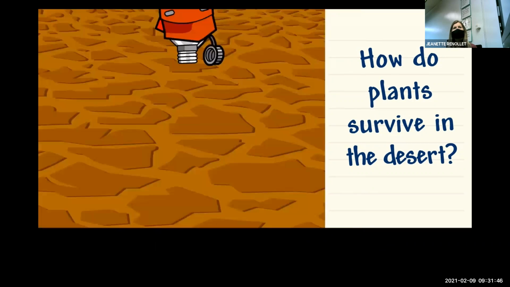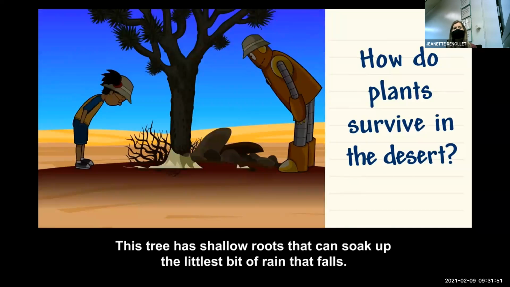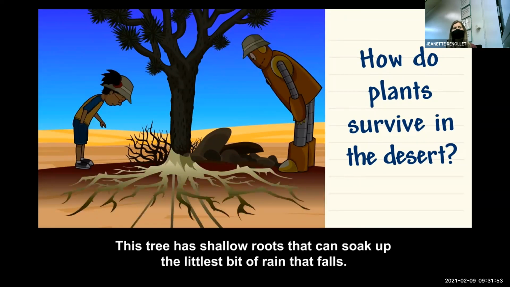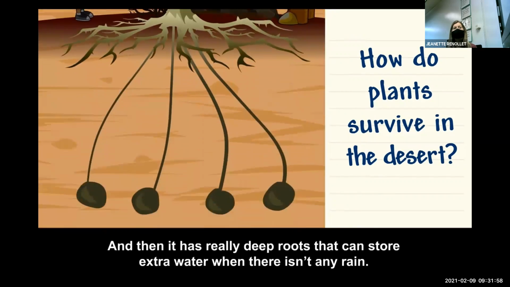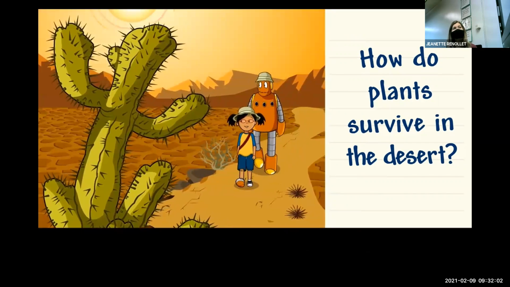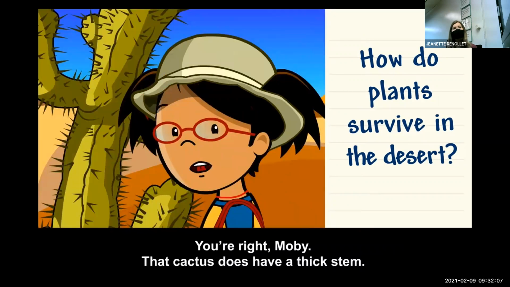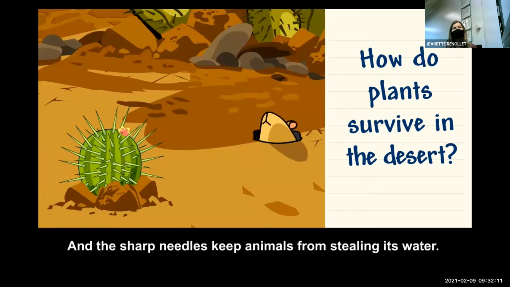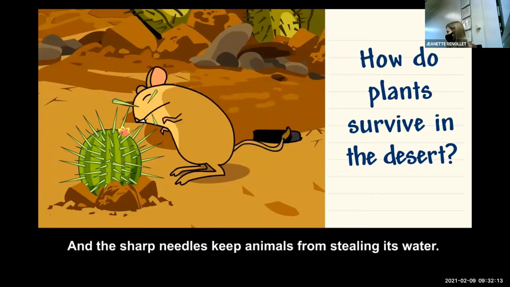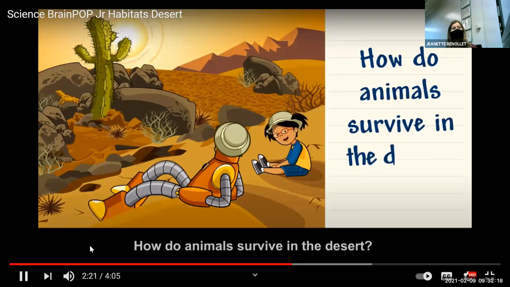Moby. This tree has shallow roots that can soak up the littlest bit of rain that falls. And then it has really deep roots that can store extra water when there isn't any rain. You're right, Moby. That cactus does have a thick stem. It could store water in there. And the sharp needles keep animals from stealing its water. How do animals survive in the desert?